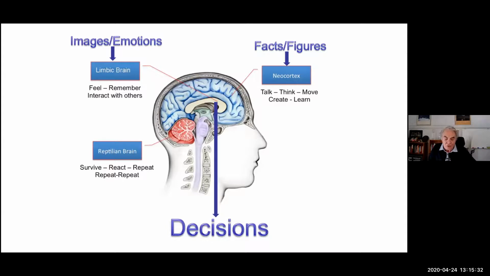And I pay full credit to Simon Sinek for being the first person to make the rest of us outside the area of neuroscience aware of this. So that means that the facts and figures by themselves will never be enough to convince anyone. You need to bring those facts and figures alive with some images and emotions.